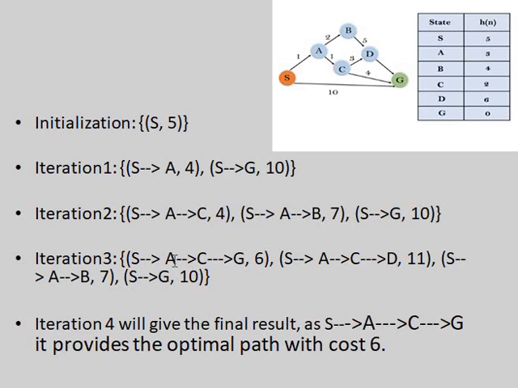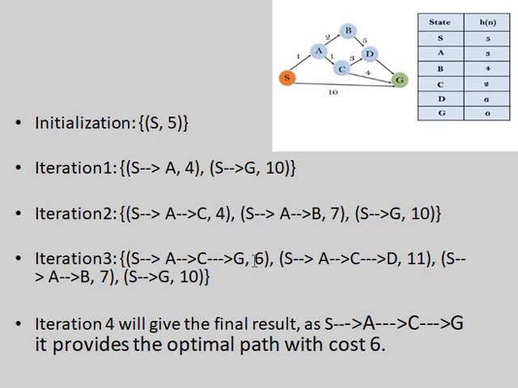For the path S to A to C to G, it is 1 plus 1 plus 4, that is 6, and the heuristic value of node G is 0. So the f(n) for this path is 6. The other path is S to A to C to D. It is 1 plus 1 plus 3 and the heuristic value of D, which is 6, so it will be 11.